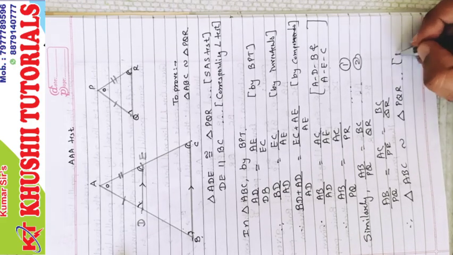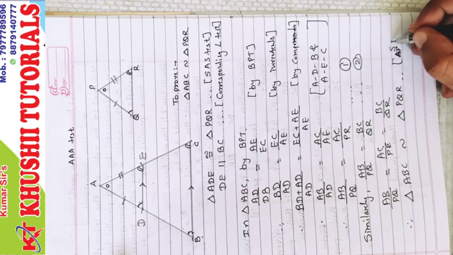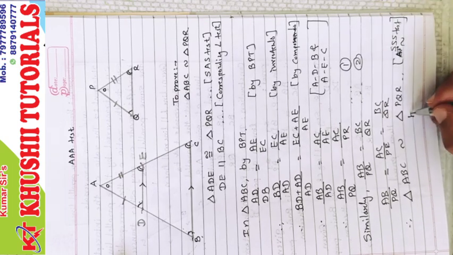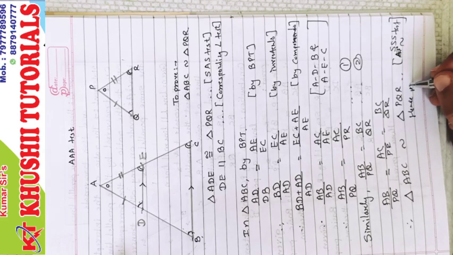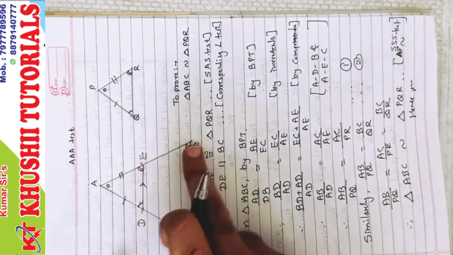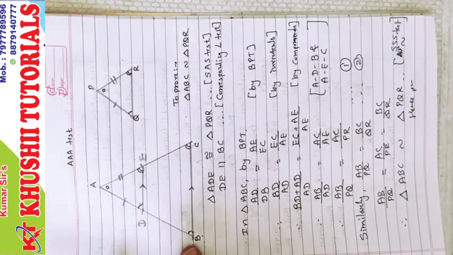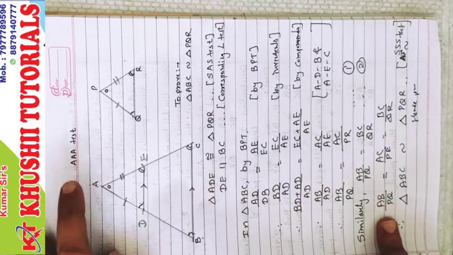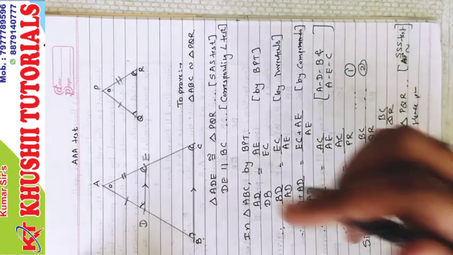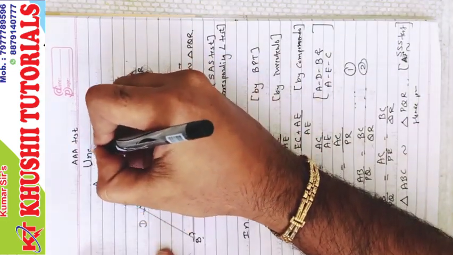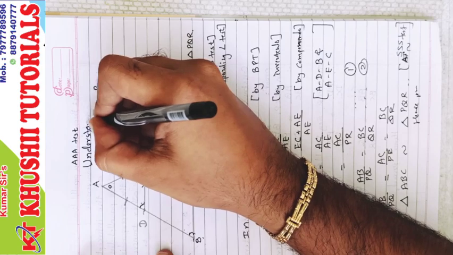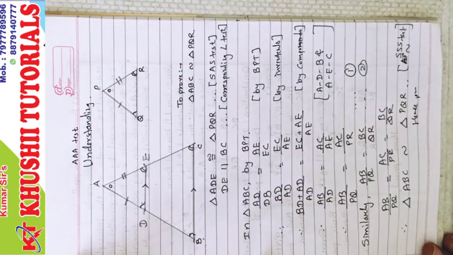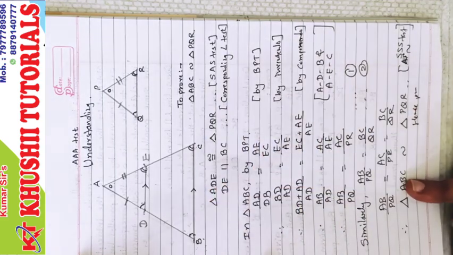By which test? SSS test of similarity, and hence proved. Then when corresponding angles of both triangles are congruent, the triangles are similar, that is the AA test is proved. This is just understanding what we did. The actual theorem with the actual method we will do now. Hope you understood this understanding.